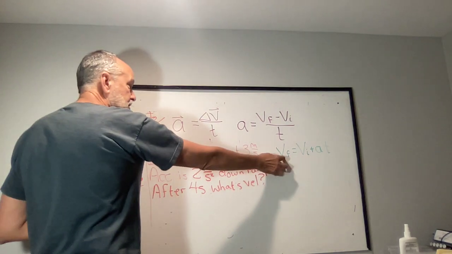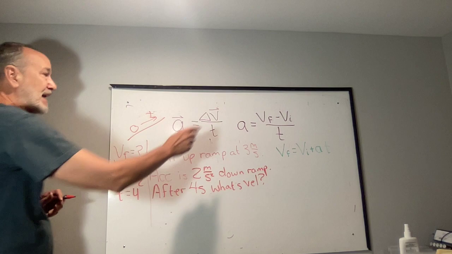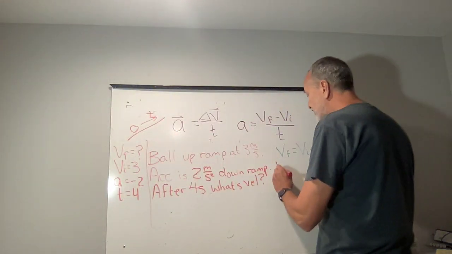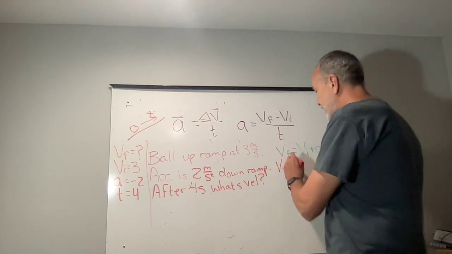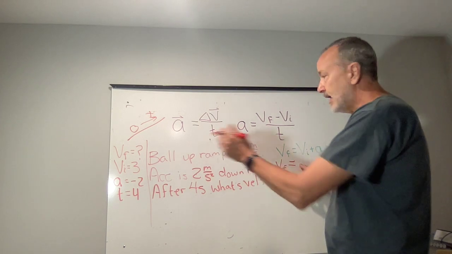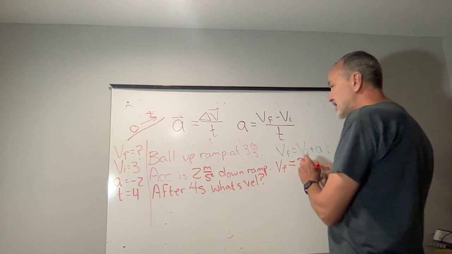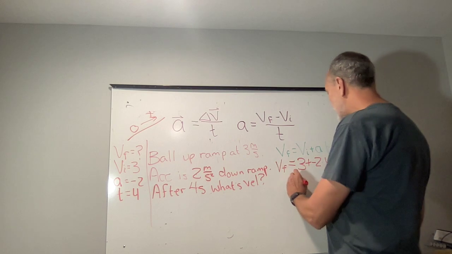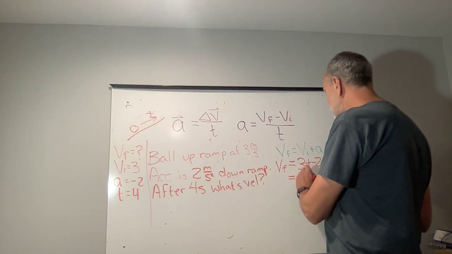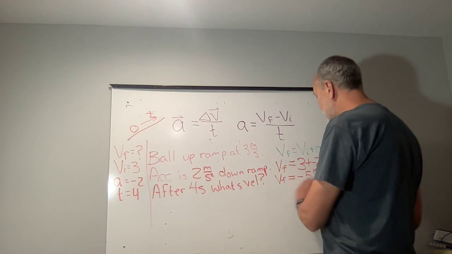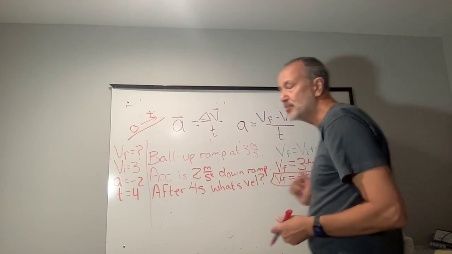This is kind of nice because with this equation, I won't even have to rearrange it. I can absolutely use this equation. Vf is my objective. I just write that down, that way I'll know when I've solved what I was solving for. Vi is 3, a is -2, so plus -2 times 4. 3 minus 8 is -5 meters per second. My final velocity is -5 meters per second.